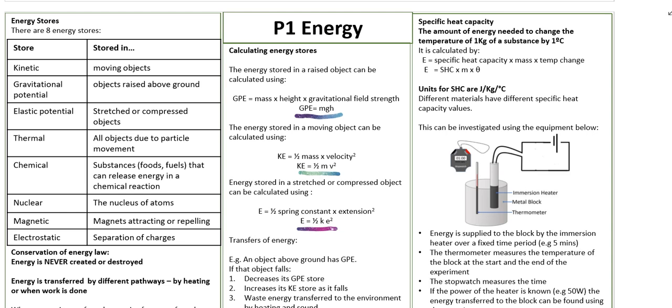Specific heat capacity. The amount of energy needed to change the temperature of 1 kg of a substance by 1 degree Celsius. It is calculated by E is equal to specific heat capacity times mass times theta. Theta is the temperature change. Different materials have different specific heat capacity values. This can be investigated using the equipment below.